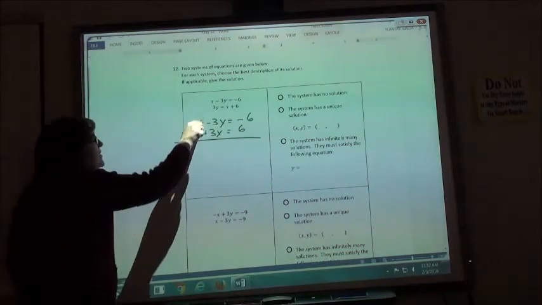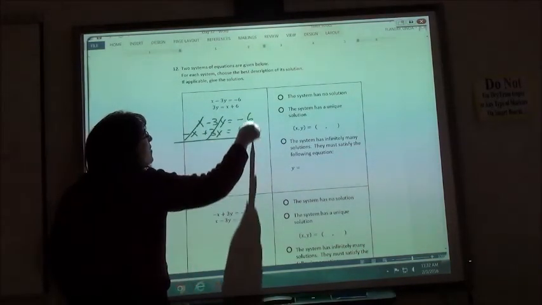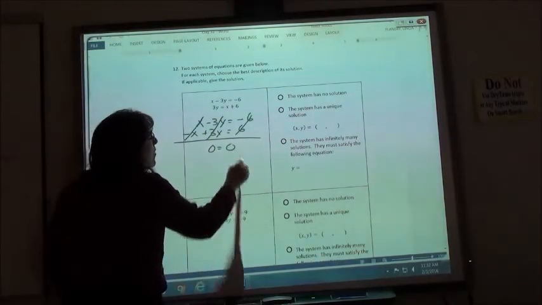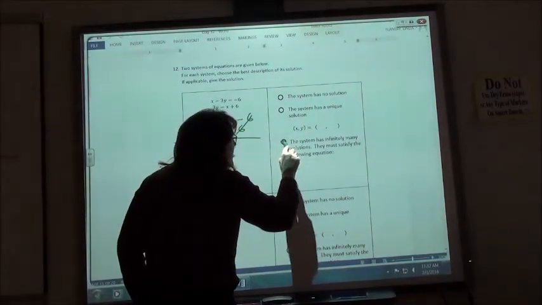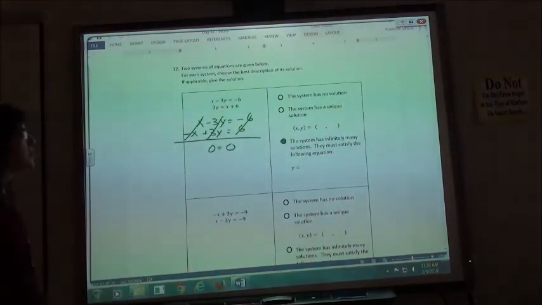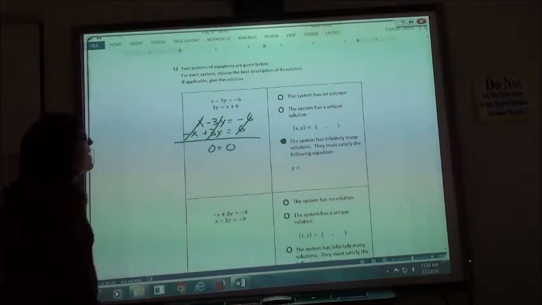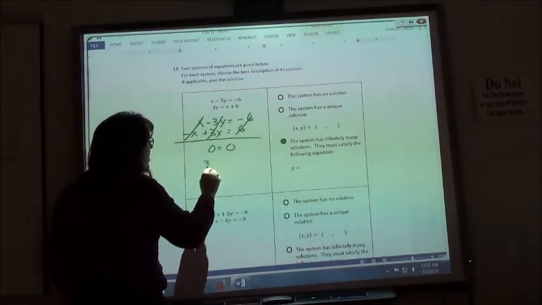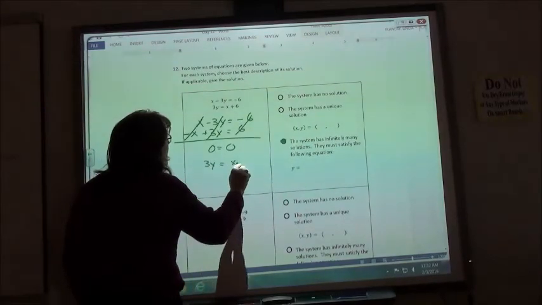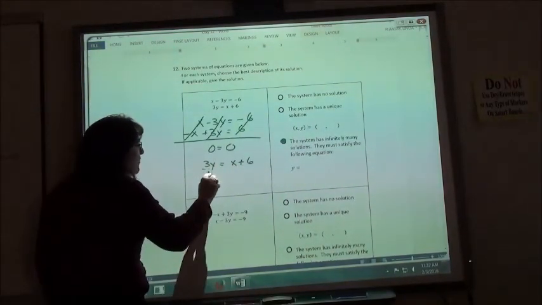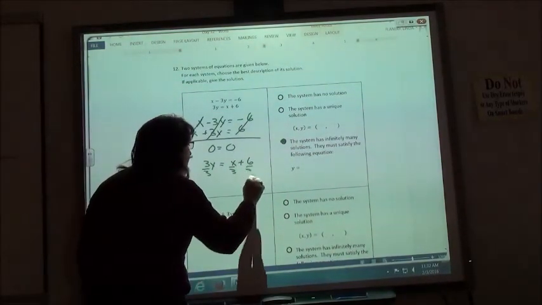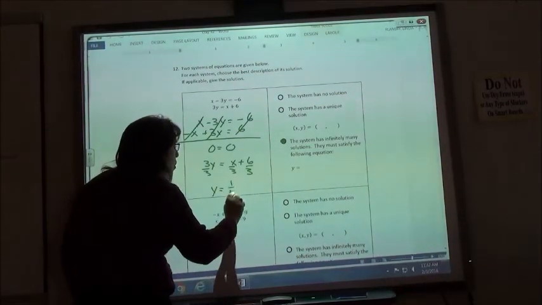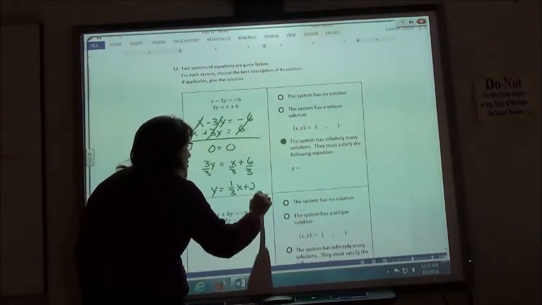So here the x's cancel out, the y's cancel out, I get 0. If 0 equals 0, the system is going to have an infinite number of solutions. If I get that, I have to solve one of my equations for y. This time I'm going to use the bottom one because it already has 3y equals x plus 6. So all I have to do is divide by my 3. So y is going to equal 1/3 x plus 2.